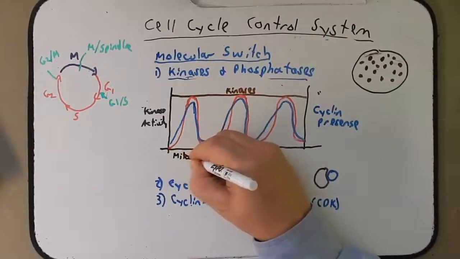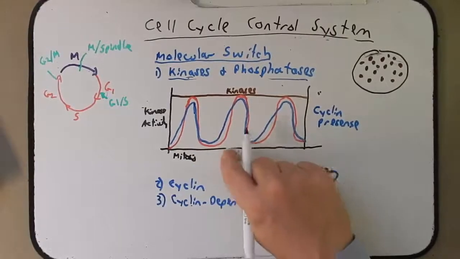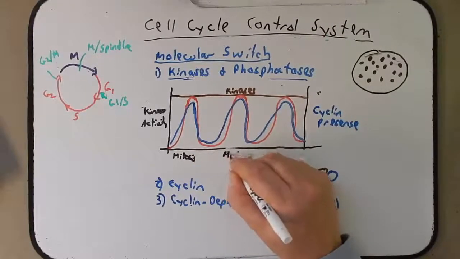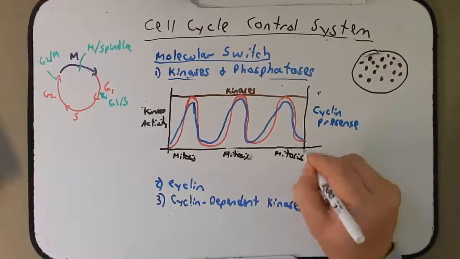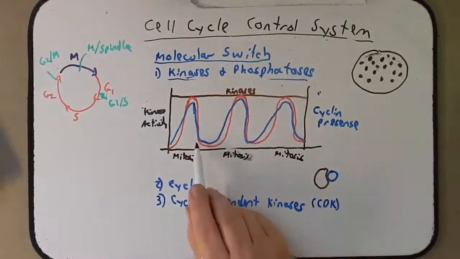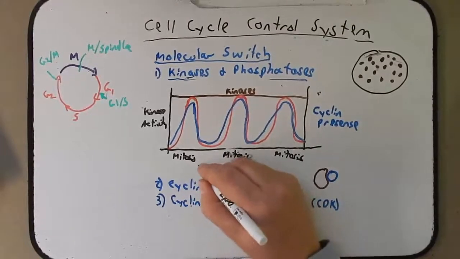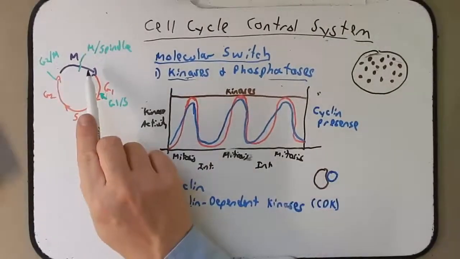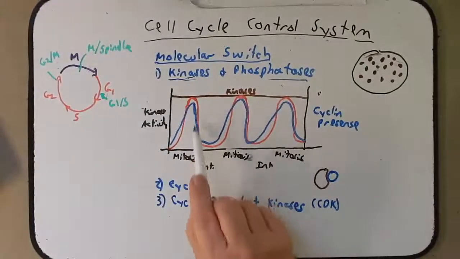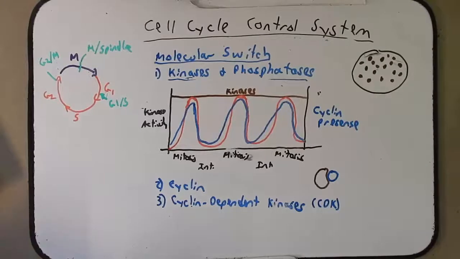So this first peak here is mitosis. The second one is also mitosis. And the third one is, shockingly, also mitosis. And what's happening in between here as the activity goes down, this is interphase. Because during interphase, we don't need to move past the M phase, so the mitotic kinases are not going to be active. They'll still be present, but they won't be active.